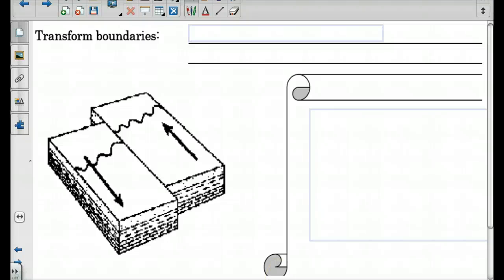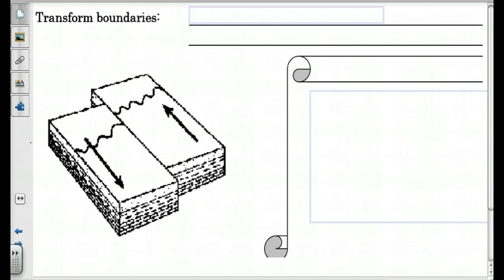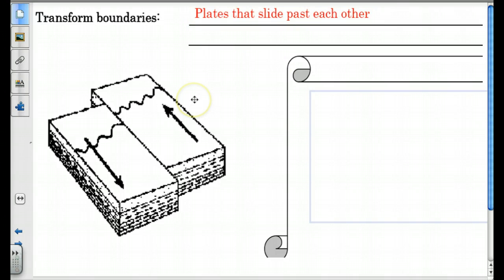So the final type of boundary that we have is what we call a transform boundary. Transform boundaries are places where the two plates are sliding past one another. So we talked about divergent boundaries where they're moving apart from one another, and convergent boundaries where they're coming together. And now we're talking about transform boundaries, and these boundaries have one plate going in one direction, another plate going in the other direction.